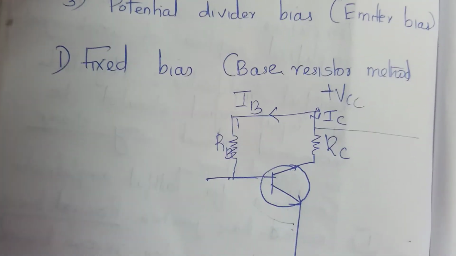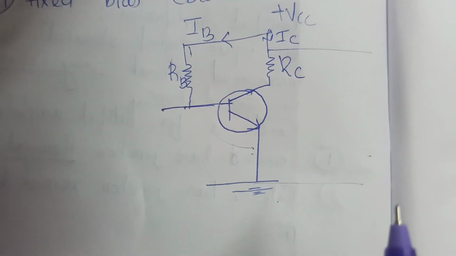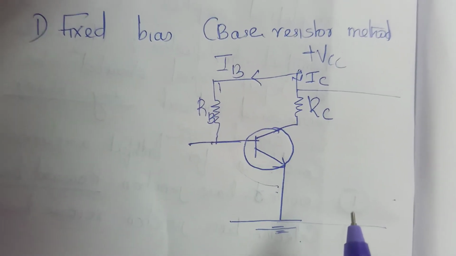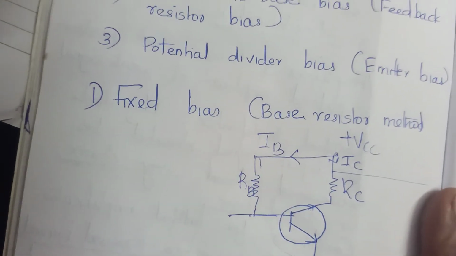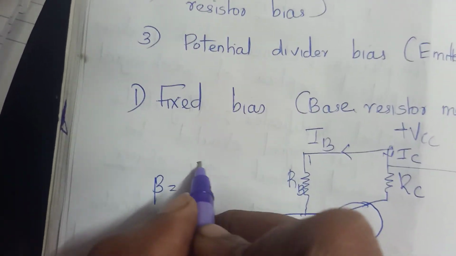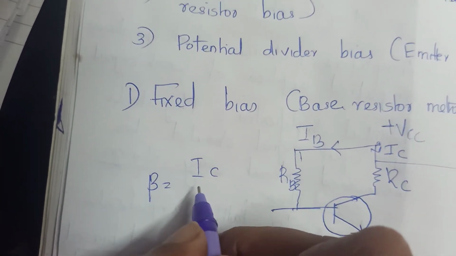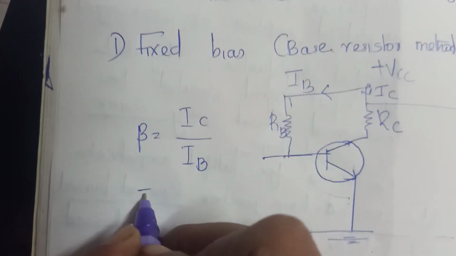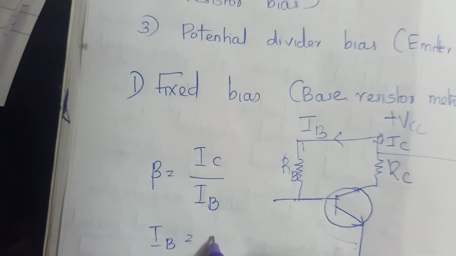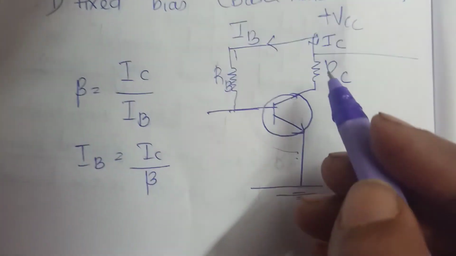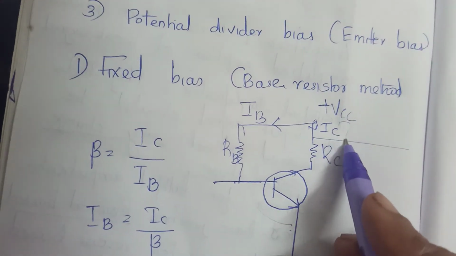Let IC be the current flowing through the collector, which is the zero signal collector current. We know that for a common emitter configuration, beta, the current gain, is equal to IC by IB. From that, IB can be represented as IC divided by beta. Applying Kirchhoff's law to the mesh here.